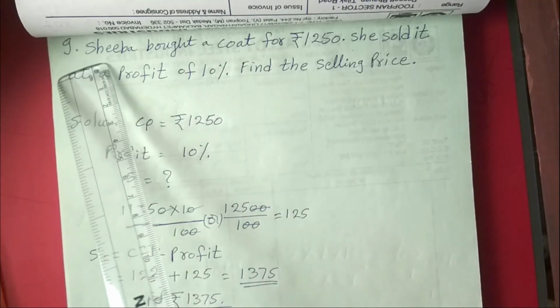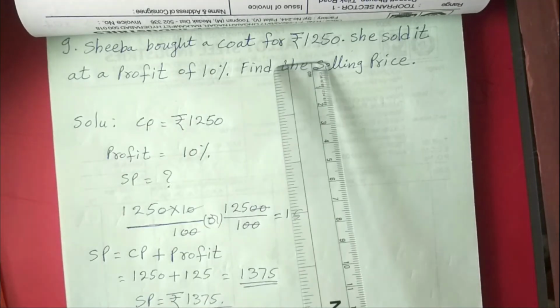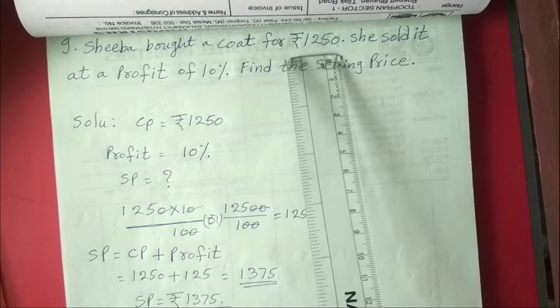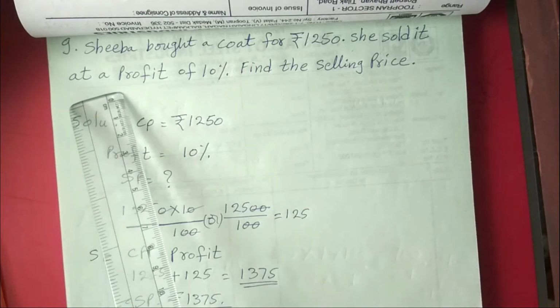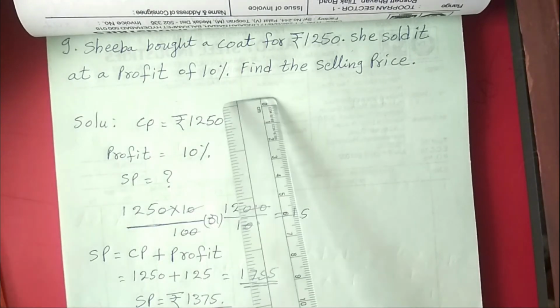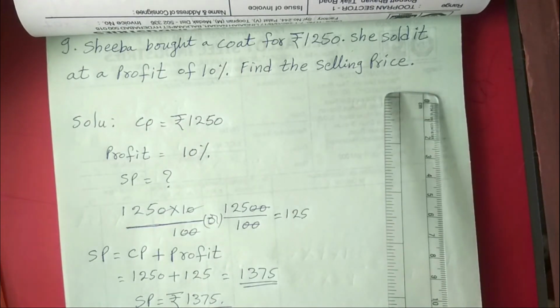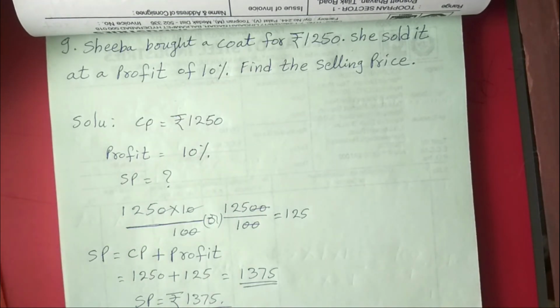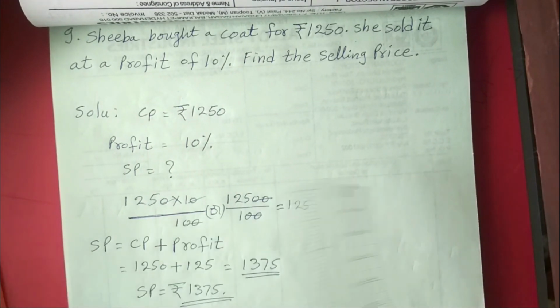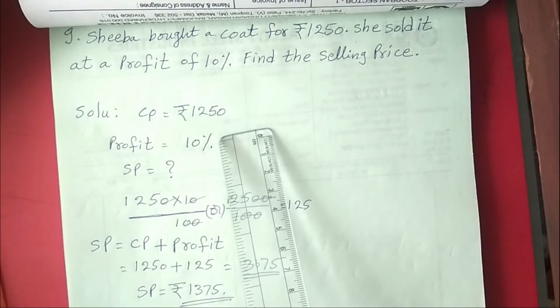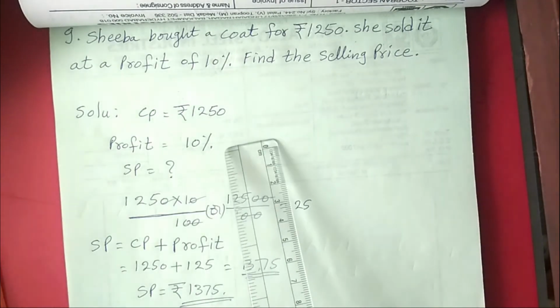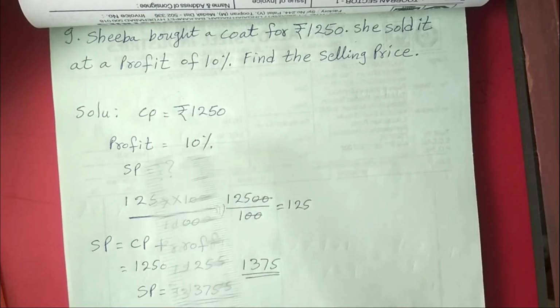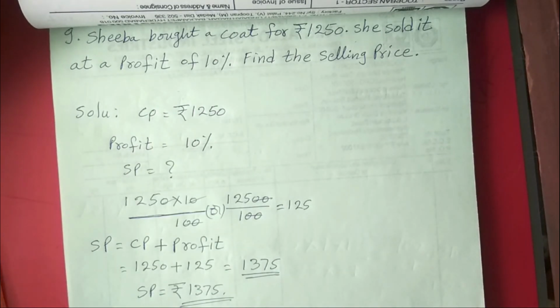Shiva bought a cot for 1,250 rupees. She sold it at a profit of 10%. Find the selling price here. So we don't know the selling price. We know only cost price. So how we will find the solution for this? Cost price is equal to 1,250 rupees. Profit they have given in percentage, 10%. Selling price we have to find out. So how we will do?